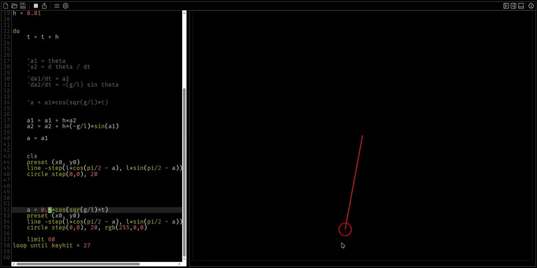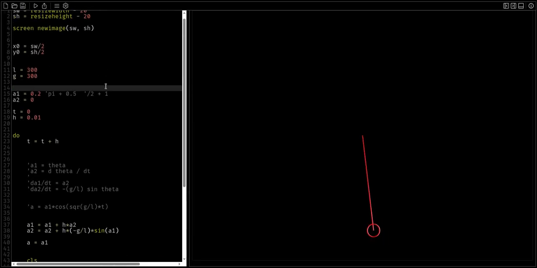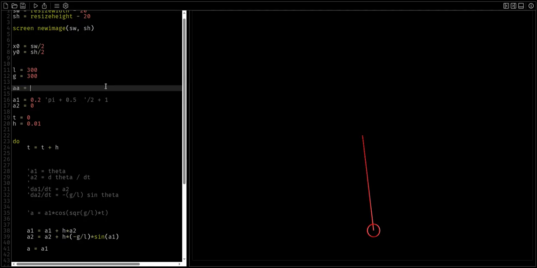And you see that for small angles, our Euler's method is rather close. So then if we try, let's call this big A, pi plus 0.5.